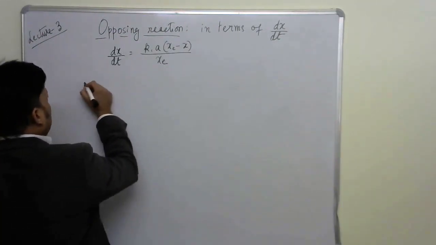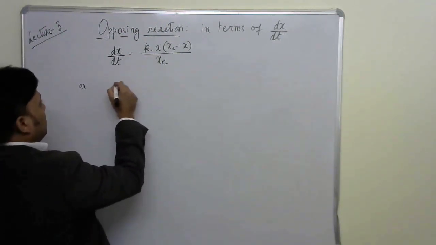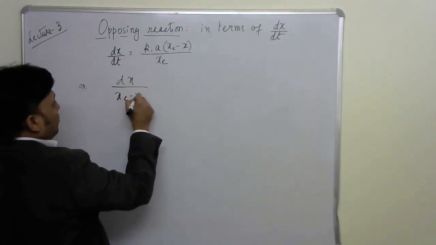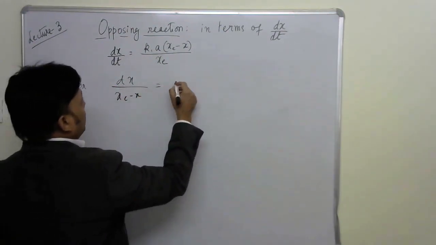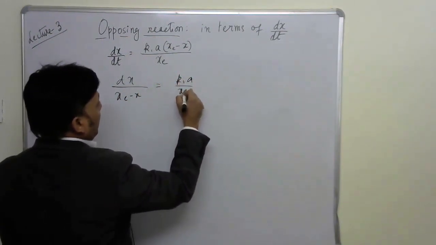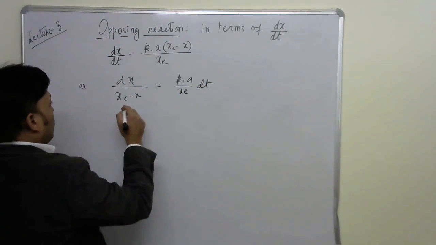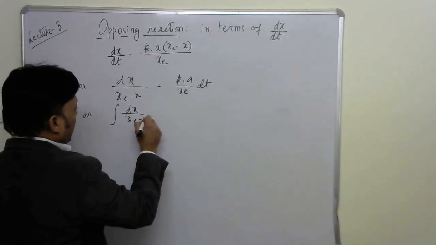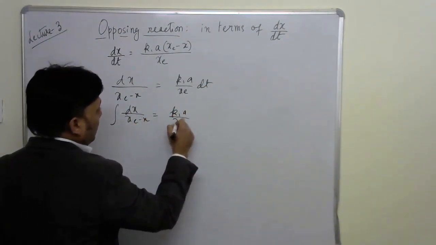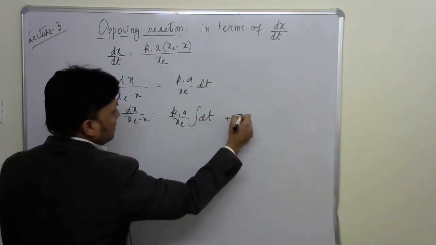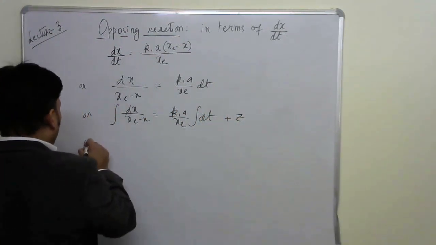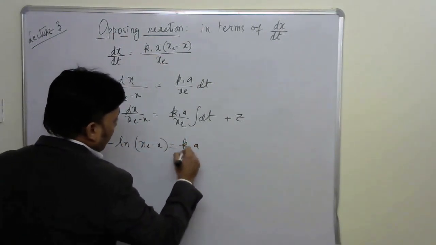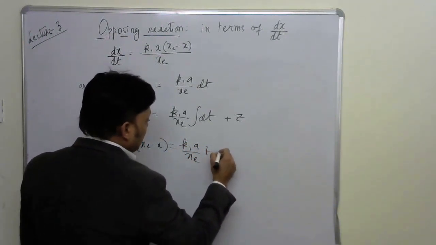So we start again. We can write this equation as dx over (xe − x) is equal to k1 a divided by xe dt, and then we can integrate that: the integral of dx over (xe − x) is equal to k1 a divided by xe times dt plus z, where z is the constant of integration. Or we can write minus natural log of (xe − x) is equal to k1 a divided by xe times t plus z.